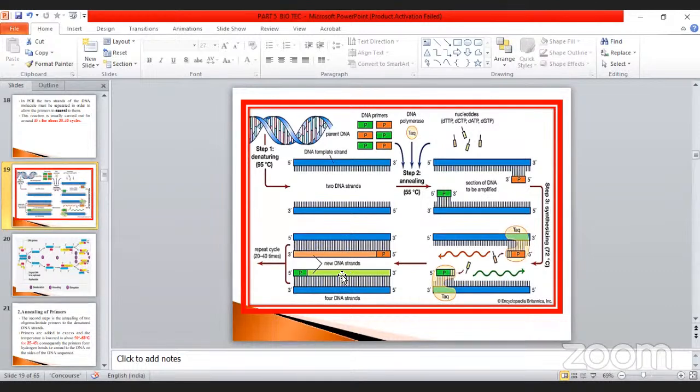It will repeat, and up to a particular duration you will get that number of molecules.